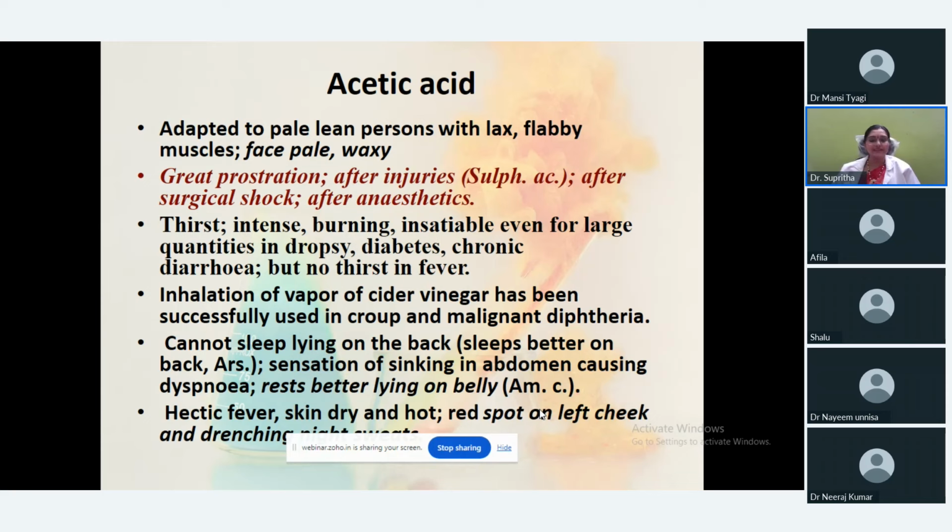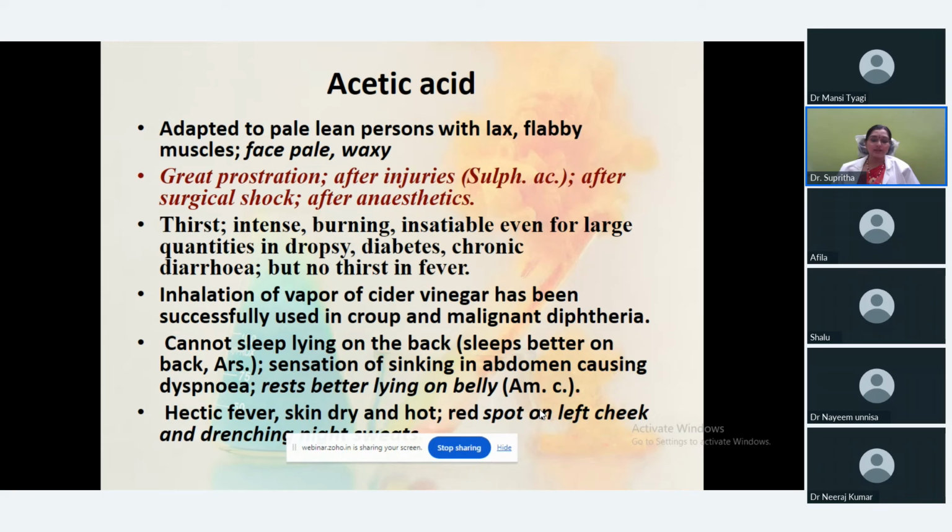Apis, gels, Apis. And yes, Apis. Apis mellifica, gelsemium, and pulsatilla. These are the trios of thirstlessness. So, inhalation of vapor of cedar vinegar has been successfully used in the croup and malignant diphtheria.